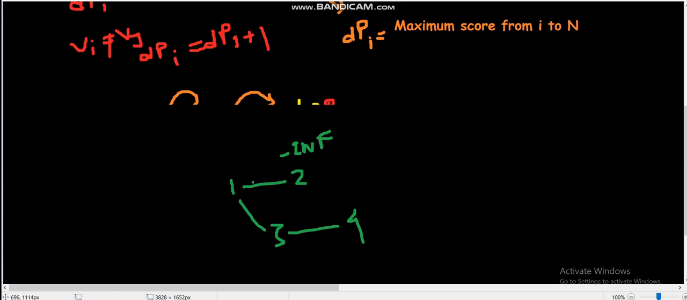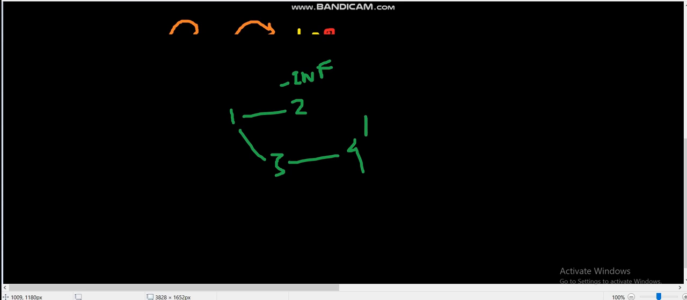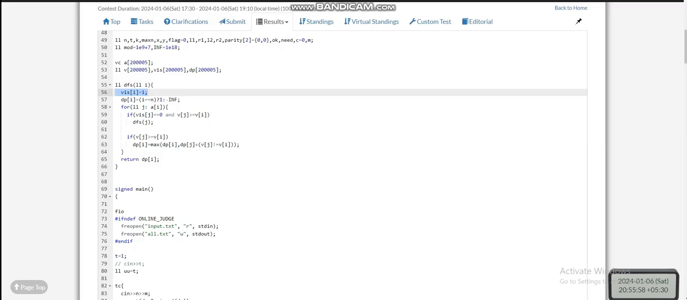Okay, we are considering the edge if vi is greater than or equal to vj. So 2 will be infinity minus infinity. Now this will be 1, this will be 2, and this will be 3, the dp values, right? So that's what we are doing here: if i equals n, the dp value will be 1, else it will be negative infinity.